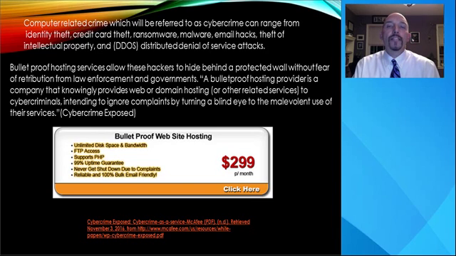Cyber criminals are often protected by unscrupulous companies providing bulletproof hosting services. Bulletproof hosting services allow hackers to hide behind a protected wall without fear of retribution from law enforcement. A bulletproof hosting provider is a company that knowingly provides web or domain hosting or other related services to cyber criminals, intending to ignore complaints by turning a blind eye to the malevolent use of their services. The now infamous WikiLeaks website, responsible for numerous leaks of classified information, benefits from the use of a bulletproof host. The main servers of WikiLeaks are housed in a nuclear-proof bunker in Sweden, as well as in different locations worldwide using cloud-based services.